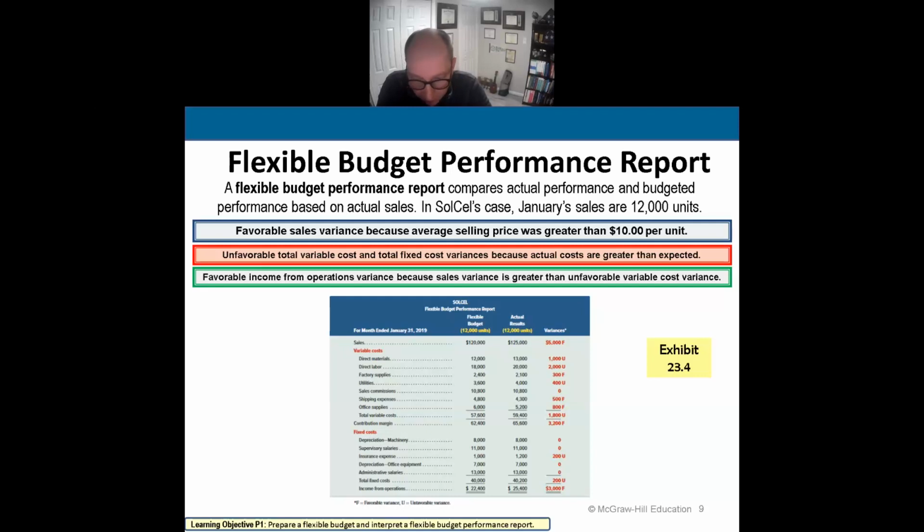Total fixed costs, a little on the unfavorable side, not by much though. So we take sales minus variable costs equals contribution margin minus fixed costs equals income from operations. We have a $3,000 favorable variance for income from operations based off of the flexible budget. That's awesome, right? That's a good thing. But you see how close the budget is to the actual results. That's what you want in business. You want to be as close as possible.